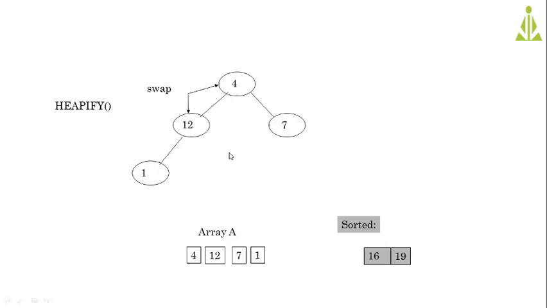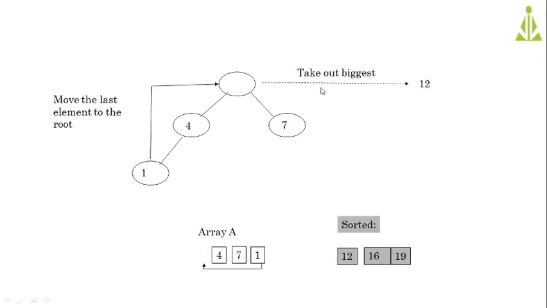When we do the swap, what will be the value? 12, 4, 7, 1. So what is the 12 now? 12 is the largest element in the given array. So we need to take out 12 from this graph. When we take it out, we send it to the sorted list, and the last element of the tree should move to the root node.